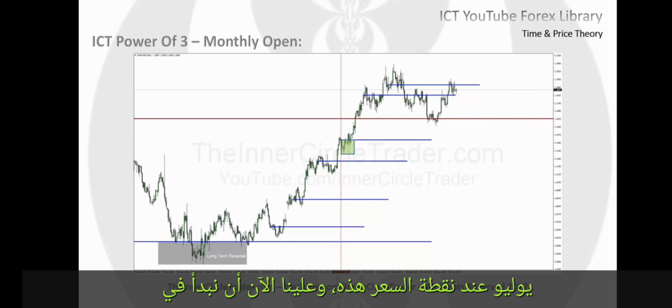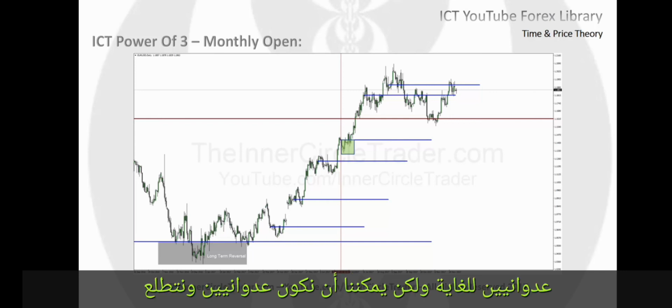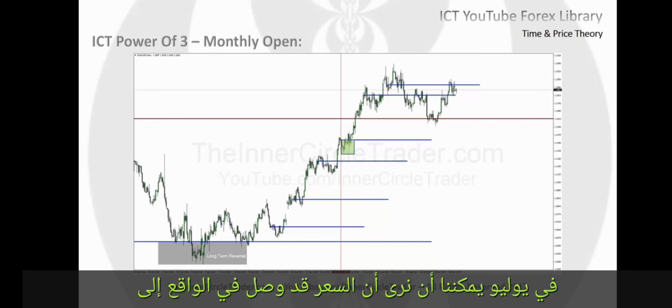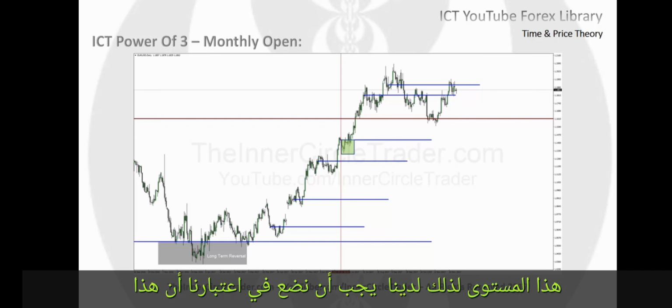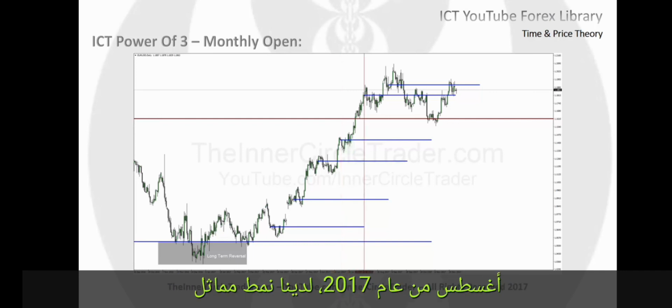At that price point, now we have to start easing off of our expectations of being bullish. Doesn't mean completely abandon the idea. It just means that we have to slow down and not be so aggressive. But we can be aggressive in looking for that long-term high to be traded to every previous month. But now in July, we can see price did in fact hit that level. So we have to be mindful that it could stop.